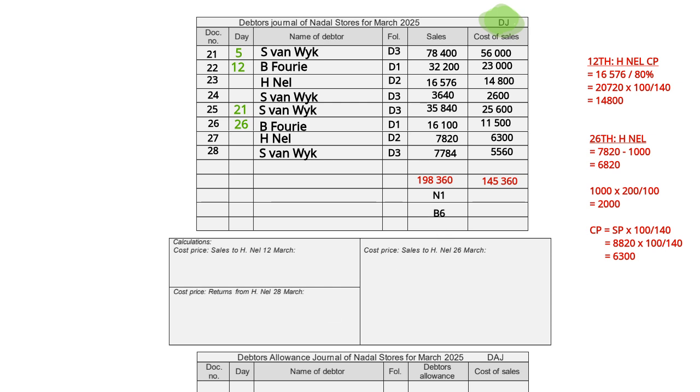We know sales will go to N1 of our ledger account, but because it involves a debtor, it will also go to B6. Cost of sales will go to N2 of our ledger, but because we know cost of sales goes hand in hand with inventory, it will also go to B5.